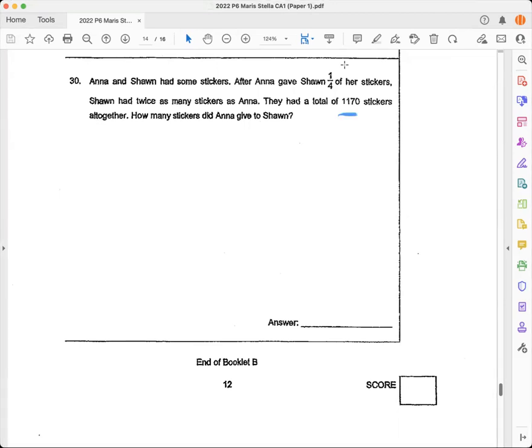So you have to make use of the total. The concept of the total not changing, and it's working backwards. I'm pretty sure everybody knows this method; we've gone through this many times. So we leave it as an empty box first. I know that the total is 1170. Now, Anna is going to give 1/4 of her stickers to Sean, so Anna minus 1/4 of Anna.